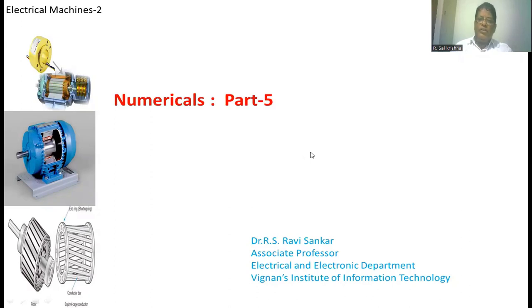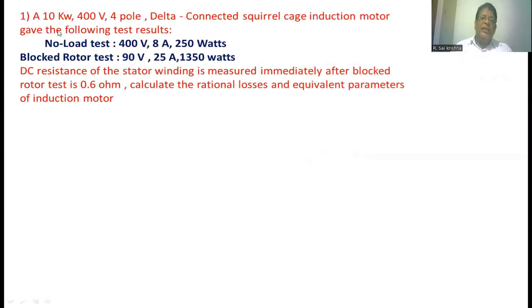In this lecture, we are going to discuss numerical part 5 in electrical machines. A 10 kilowatt, 400 volts, 4-pole delta connected induction motor gave the following test results. No load test: 400 volts, 8 amperes, 250 watts. Blocked rotor test: 90 volts, 25 amperes, 1350 watts. The DC resistance of stator winding, measured immediately after the blocked rotor test, is 0.6 ohm. Calculate the rotational losses and equivalent parameters of the induction motor.